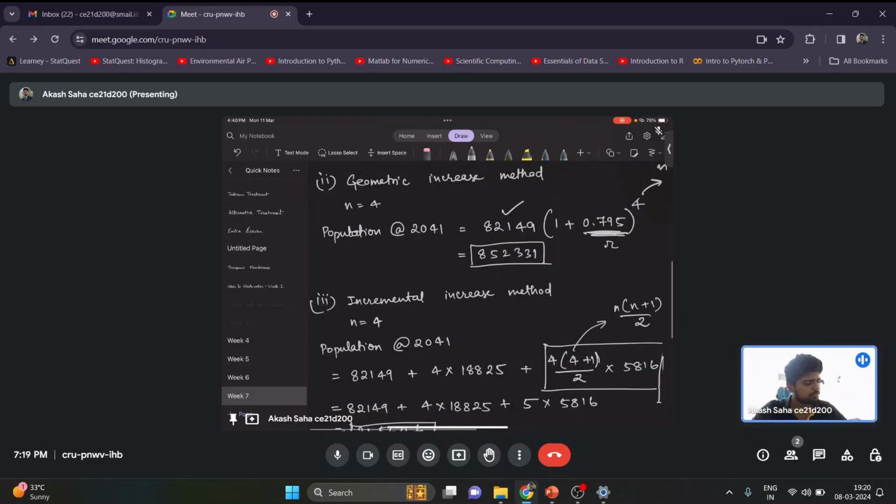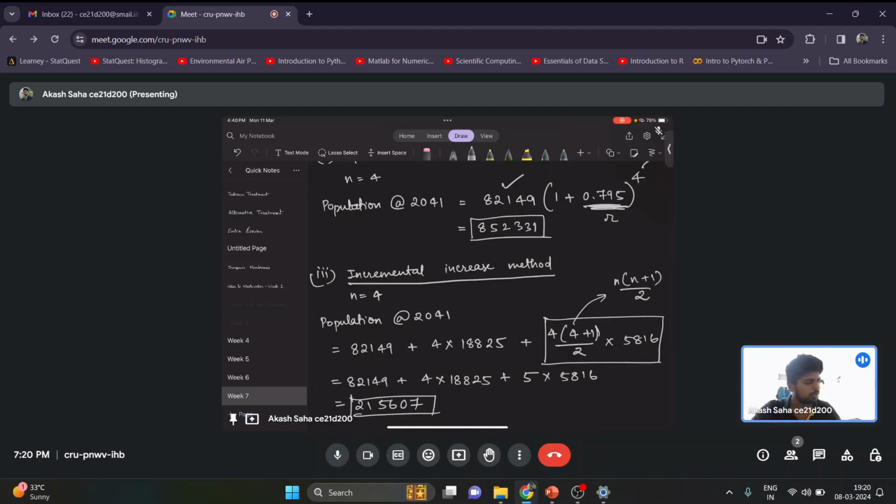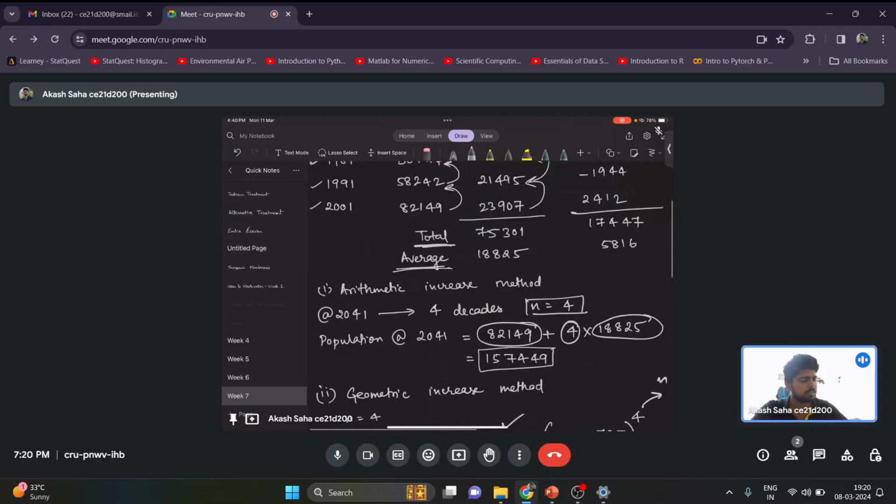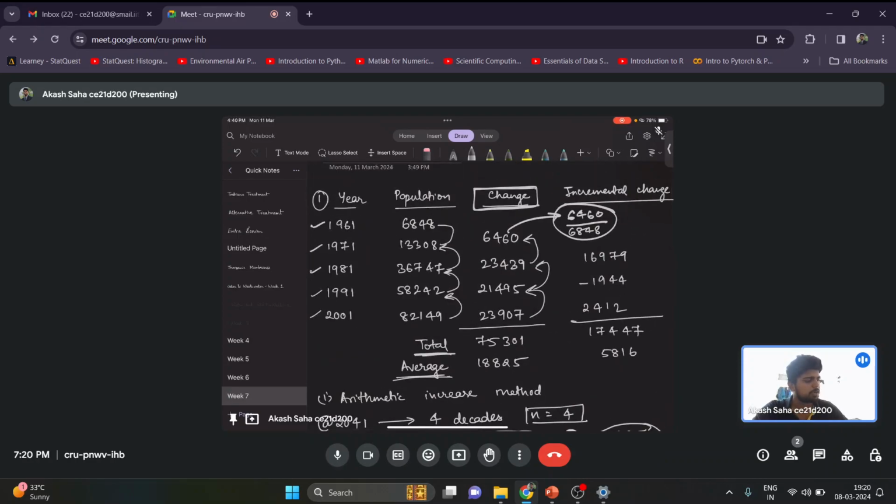we will calculate the geometric population. And then in the case of the incremental increase method, we will actually do the same till here as for the arithmetic increase method, plus the incremental change. So I will find the incremental change. We will first calculate the incremental change for all of these decades. So these are the incremental changes. Here we have to take care of the positive and negative sign, because sometimes the incremental change can be positive, sometimes it can be negative.